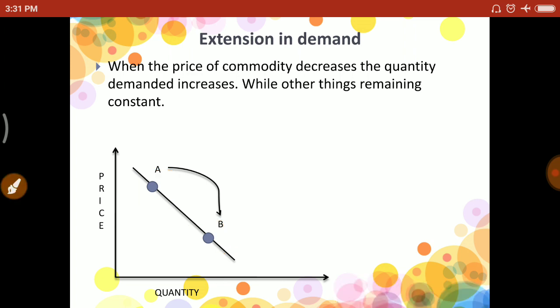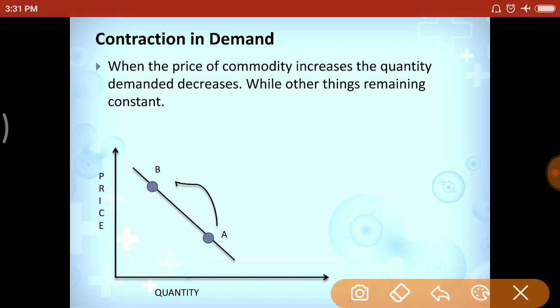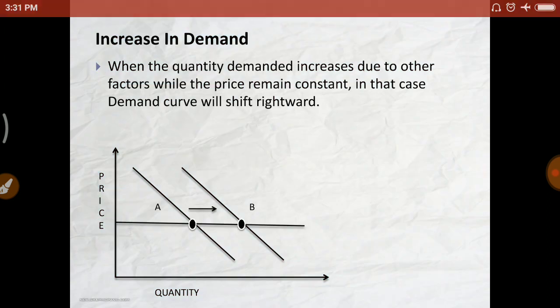Now moving forward, let's see what is contraction. Contraction is just opposite of extension. When the price increases, quantity demanded decreases. See, the quantity shifts from A to B as price increases and quantity demanded decreases. Why does it happen? Because price and quantity demanded have a negative relationship with each other, or I can say an inverse relationship with each other. दोनों के बीच में एक नेगेटिव रिलेशनशिप होता है. आगे समझते हैं कि इसमें क्या चेंजेस आएंगे.